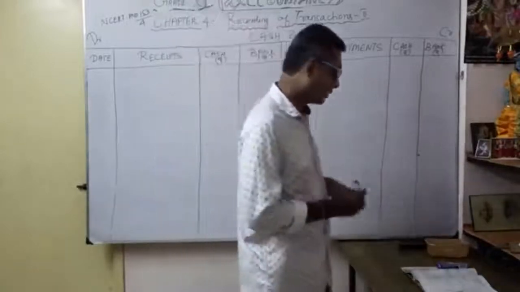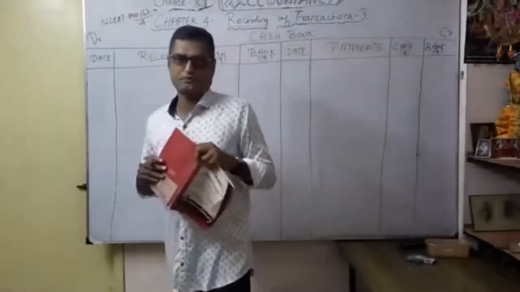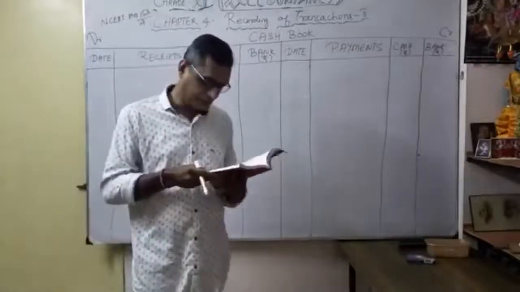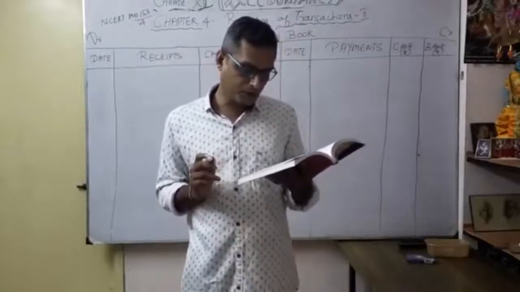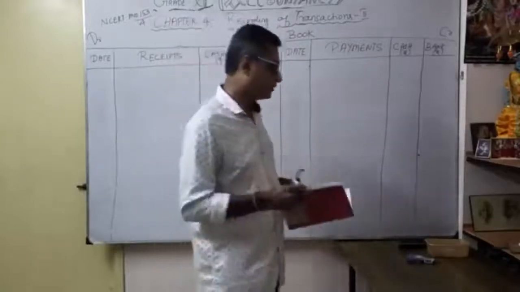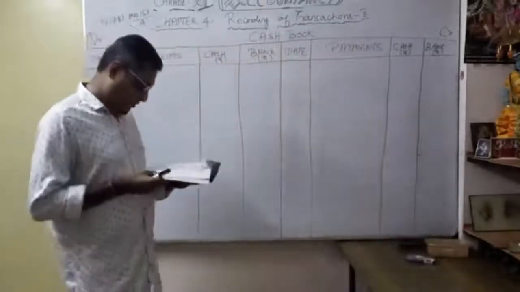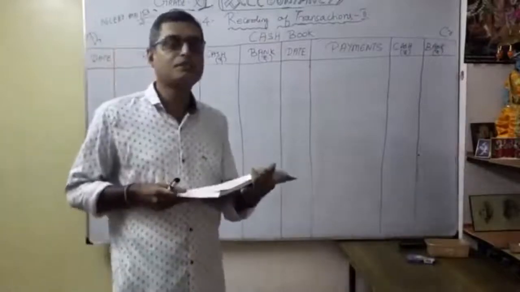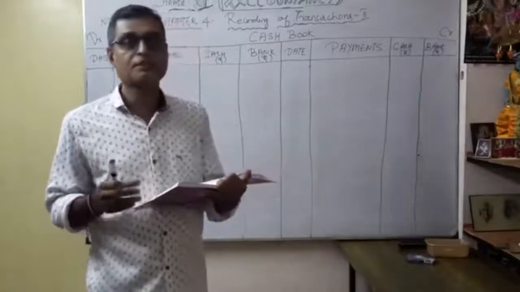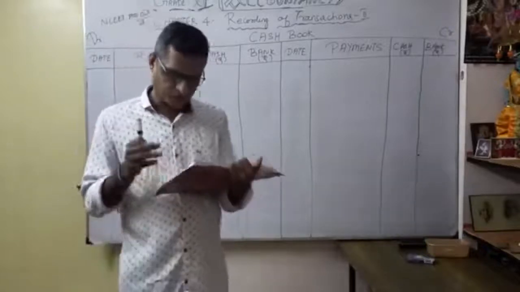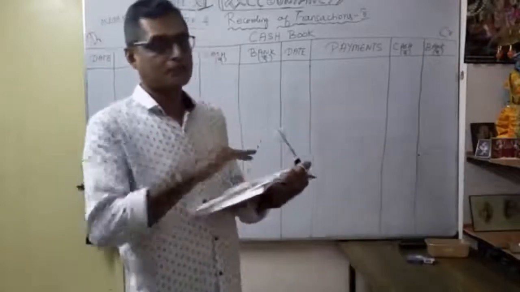Now see one problem in our NCERT book. Take page number 153, exercise 4. They have given: record the following transactions in a bank column cash book for December 2016. The discussion starts with December 2016. On December 1st, they started business with cash. How much? 80,000. What is the journal entry? You know. First you prepare the journal entry, then you do the posting in the cash book.